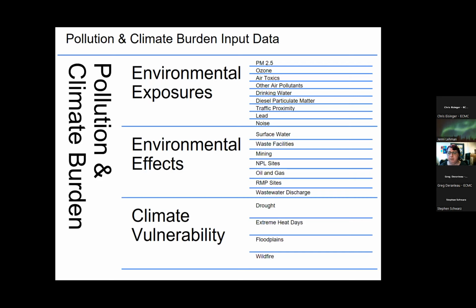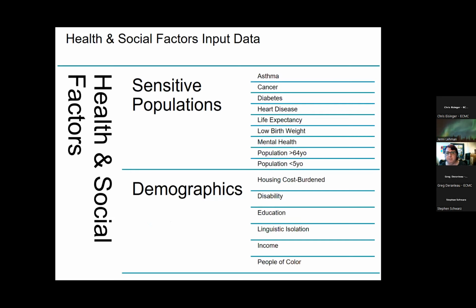Now, for environmental effects, we have things like surface water and waste facilities, proximity to oil and gas or mining, and things like that. And climate vulnerability is the overall broad climate concerns such as drought, wildfire exposures, extreme heat. On the other side of the coin, for the populations themselves, it's things such as health conditions and issues and mental health, as well as how much of the population is older than 64 or younger than 5. And then the demographics have to do with linguistic isolation, what the income is, how that relates to their housing cost burden, disability rates, education level, and how many people of color.